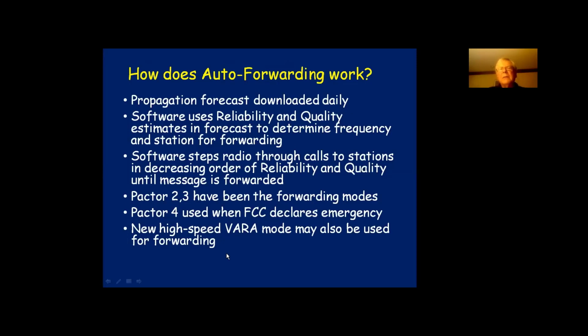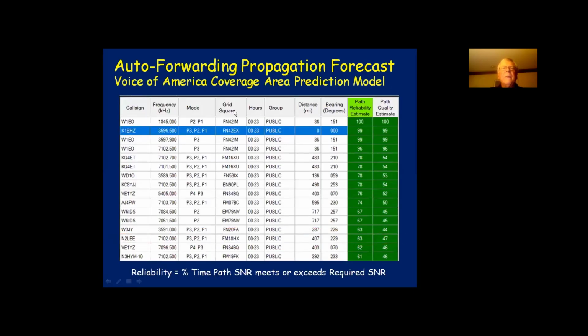So I thought I might talk a little bit about how auto forwarding works, because it's an important feature of Winlink, and there are only some narrow portions of each of the bands where auto forwarding is permitted. So basically, Winlink downloads a propagation forecast every evening. In my case, it's about 2 a.m. in the morning. This uses the Voice of America coverage area prediction model, and it lays out the probability of being able to reach any of these stations on these frequencies. So the software figures that out and plots up a plot like this that the software can then look at and sort of step through in the order of highest probability to reach a station to relay a message.